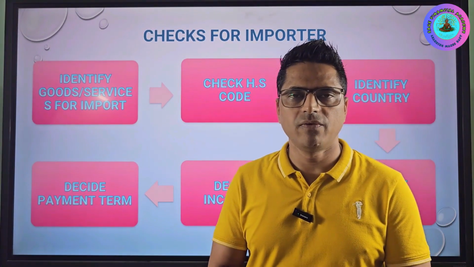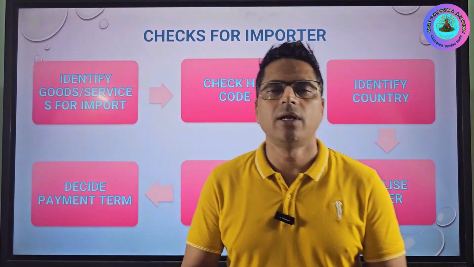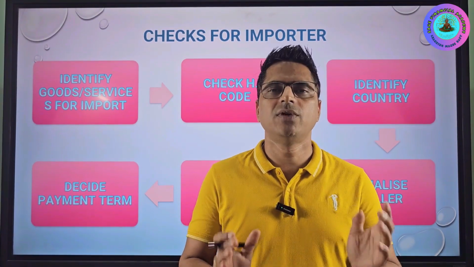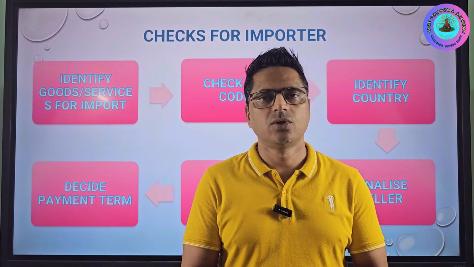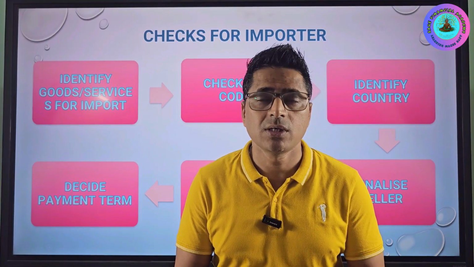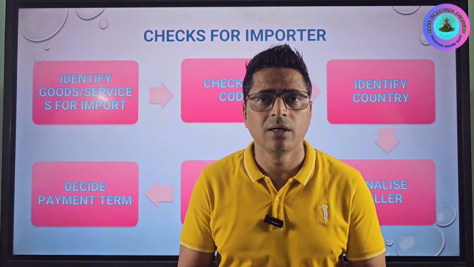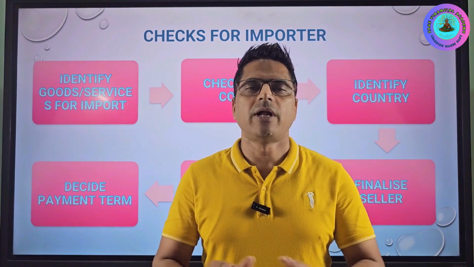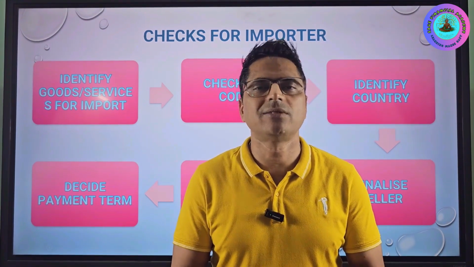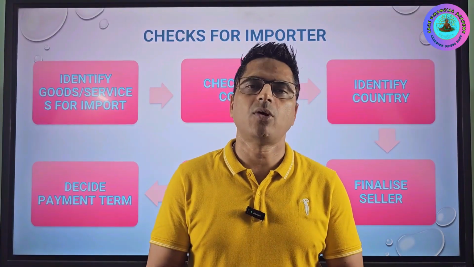After that, what will the buyer do? The buyer will finalize the seller. After deciding the country, from which seller is the buyer going to buy that product, because the seller also plays a very important role, not only the country. If you are making an advance payment, you must be aware of that seller. The seller should have a good reputation, so that if you make the payment, the seller will definitely supply the goods. So you must be aware of the seller as well.